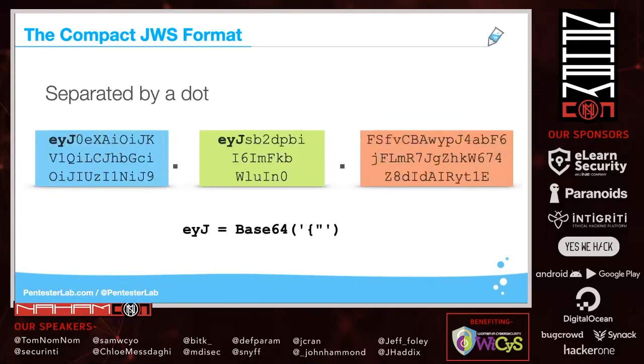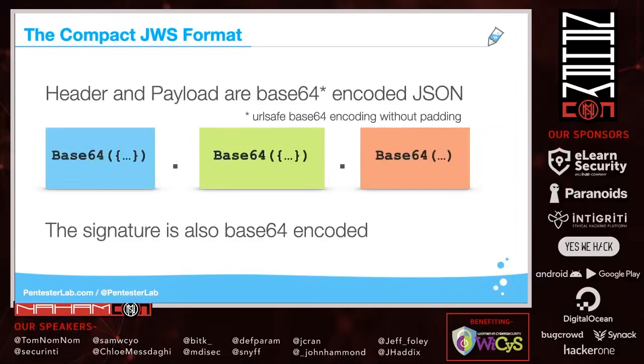The first and the second part, so the header and the payload, are just base64 encoded JSON. So base64 of a curly bracket and double quote. So that's why you can see eyJ when you look at JWT tokens. So if you see something that matches eyJ something dot eyJ something dot something else, you are dealing with a JWT token. Header and payload are base64 encoded JSON, as I said, but it's not really base64. It's URL safe base64 encoding without padding. And the signature is also base64 encoded.